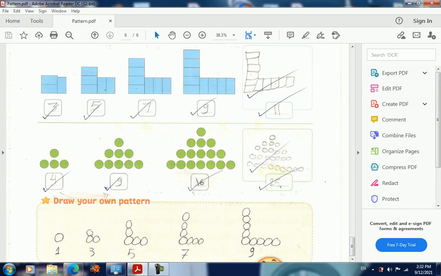And for draw your own pattern, we can have 1 circle, then 3 that forms an L shape, then 5, so we have 3 in each row, and the row has an equal number to the columns. In this case of the 5 we got 3 in the column and 3 in the row. Number 7 we got 4 in the row and 4 in the column. And the last one is 9, so we got 5 for the row and 5 for the column. And thank you very much.